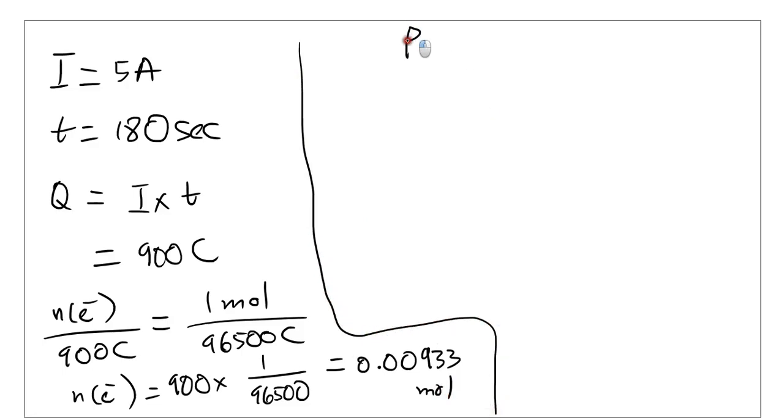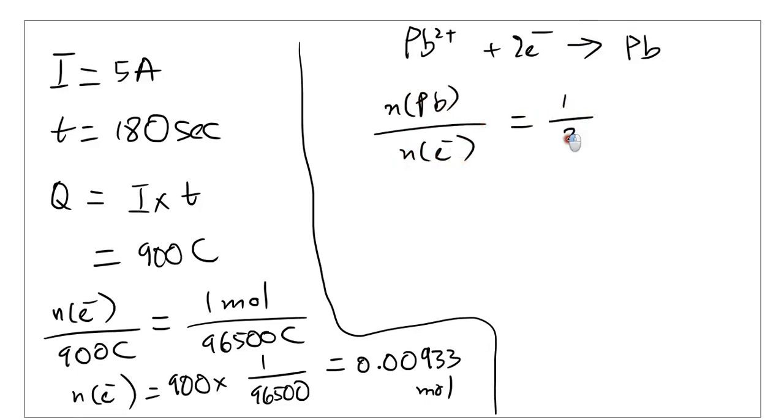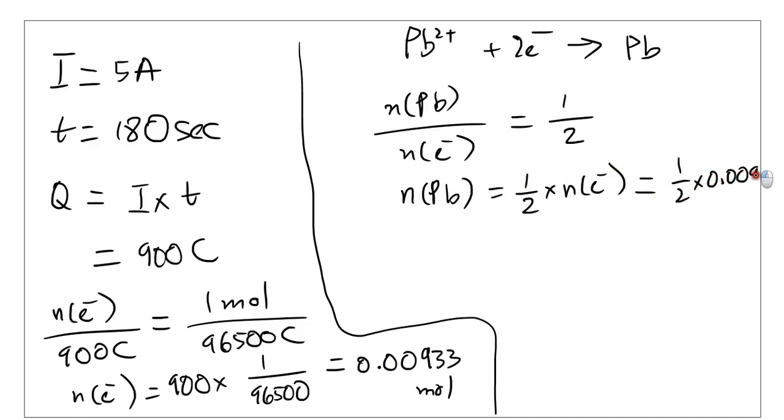I'm going to rewrite the half equation, Pb2 plus plus 2 electrons going to Pb. So the number of mole of Pb, which is what I'm after, over the number of mole of electrons is a 1 to 2 ratio, which means that nPb is half the number of mole of electrons. So you have this number, 0.00933, that's a 3, which is 0.00466 mole.